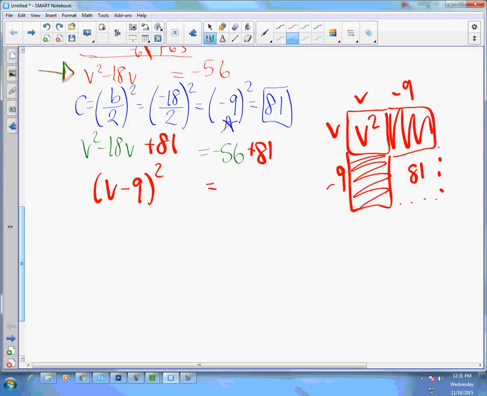As the perfect square binomial, that on your paper is step 5. Now the right-hand side is add like terms. Negative 56 plus 81, right? Can you do that for me? It's like 81 minus 56. Double borrow. 1 minus 6. And then so 25.